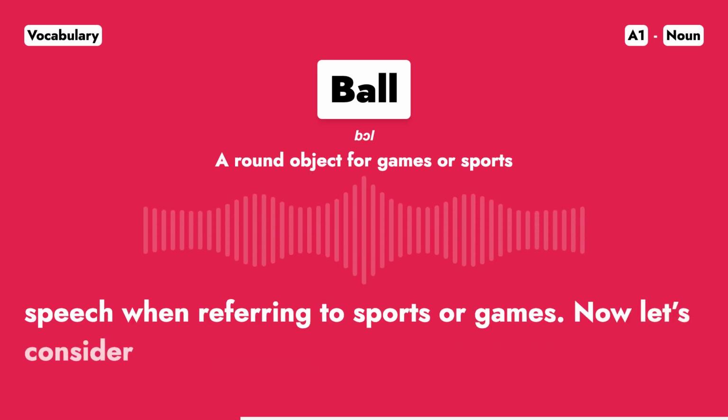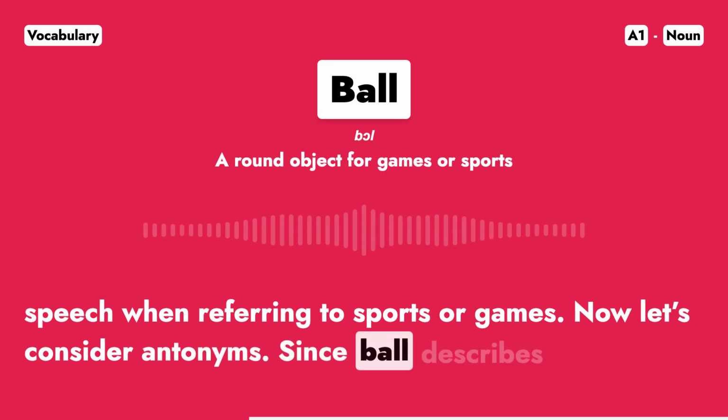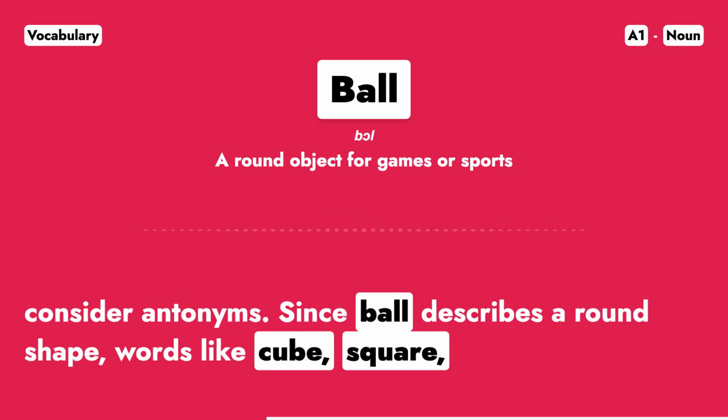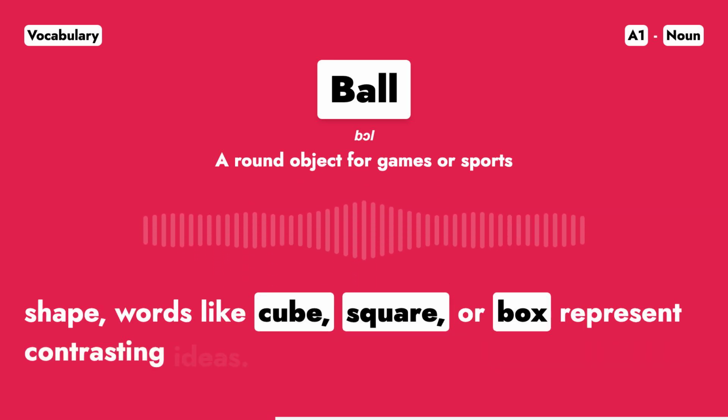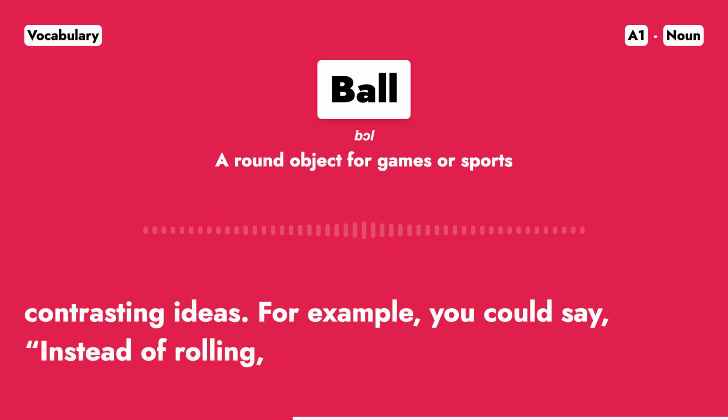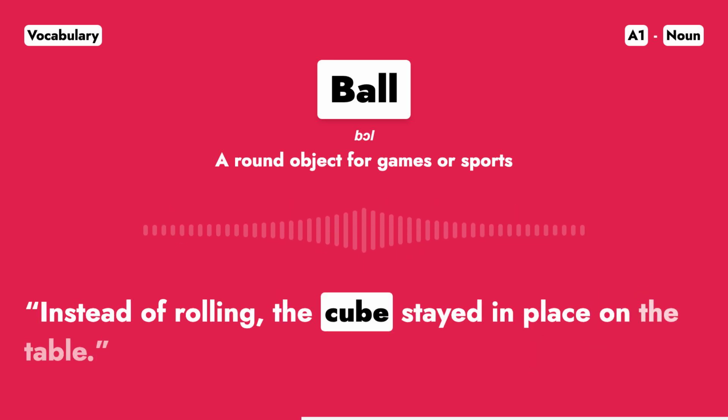Now, let's consider antonyms. Since ball describes a round shape, words like cube, square, or box represent contrasting ideas. For example, you could say, instead of rolling, the cube stayed in place on the table.